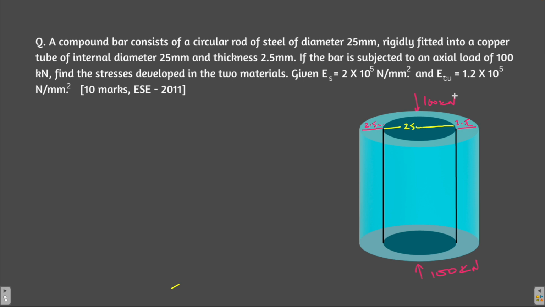And what we are given is the modulus of elasticity, that is Young's modulus. For steel it is 2 into 10 to the power 5 Newton per millimeter square, and for copper it is 1.2 into 10 to the power 5 Newton per millimeter square. These two pieces of information are given to us and our task is to find out the stress developed in the two bars, right? So we know that this is very easy.